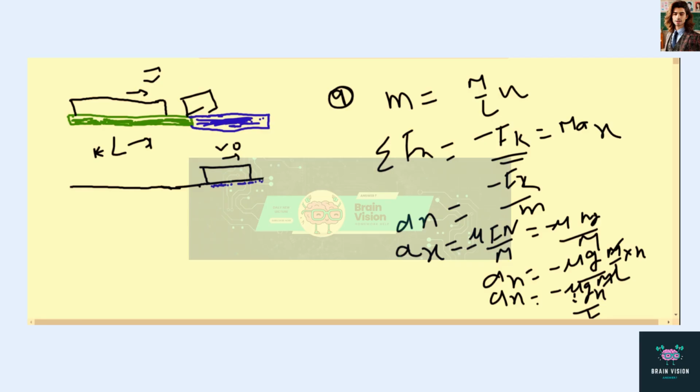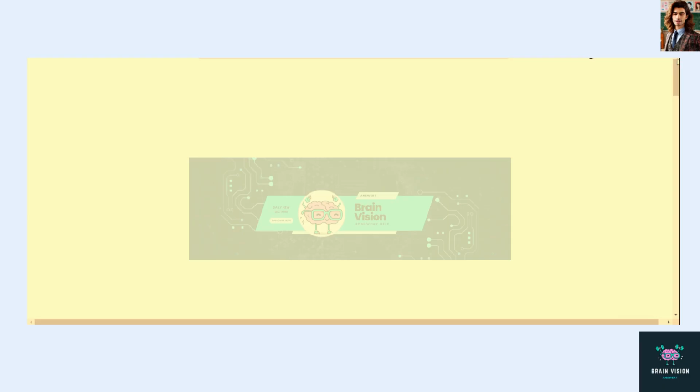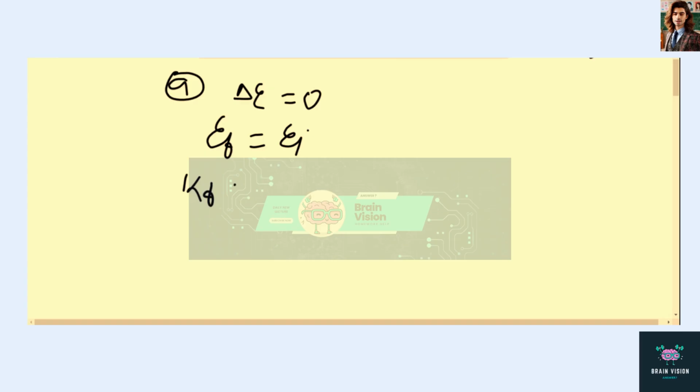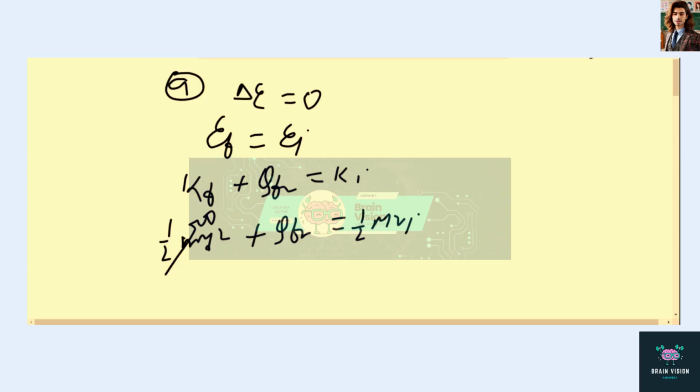For the next part, we have to calculate the initial velocity of the body, so that after the full block pulls onto surface 2, the velocity becomes 0. For that, delta E is 0, so Ef equals Ei. So kinetic plus Q friction equals Ki. So half m vf squared, and this is 0, and Q friction equals Ki, half m vi squared.